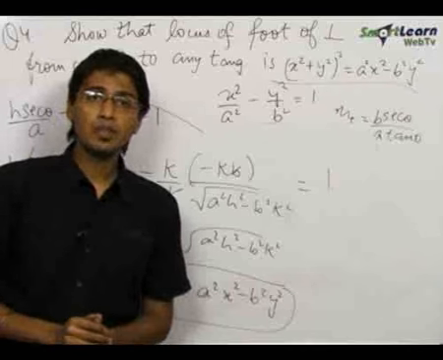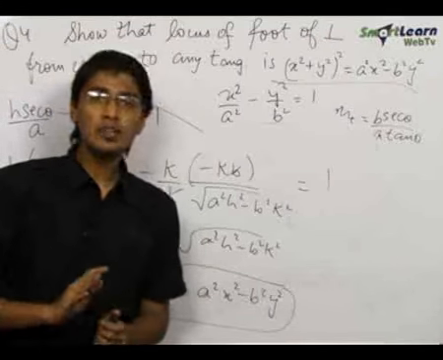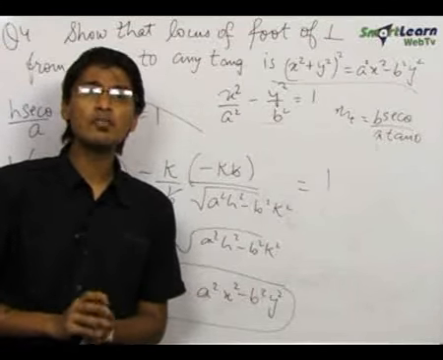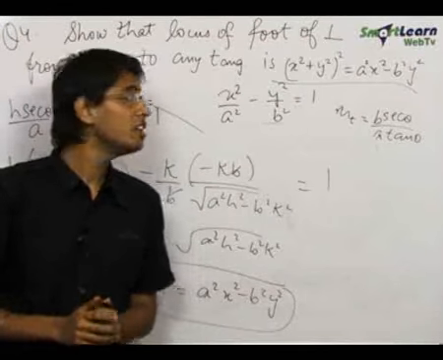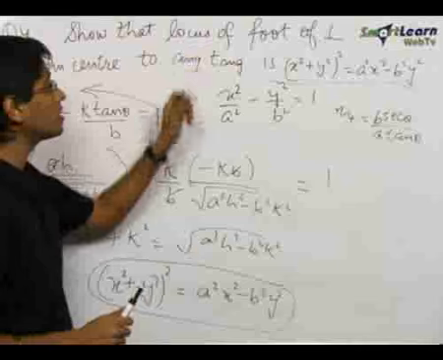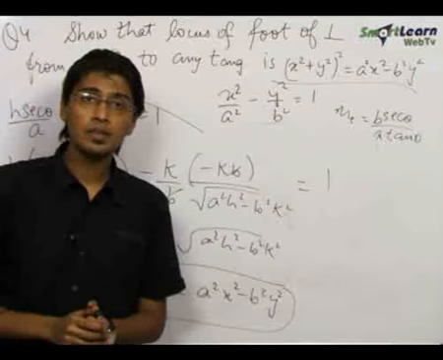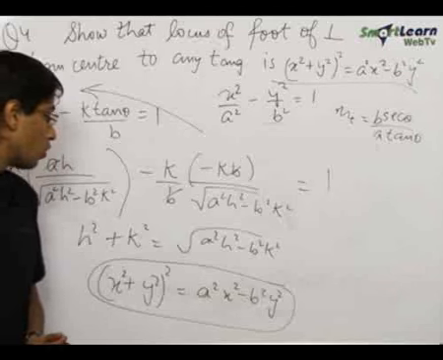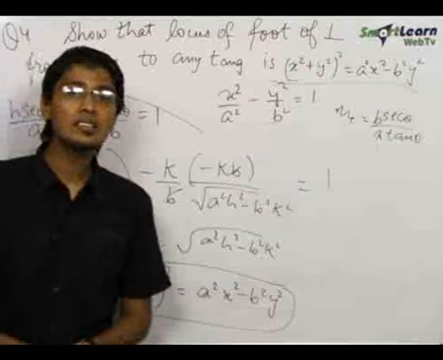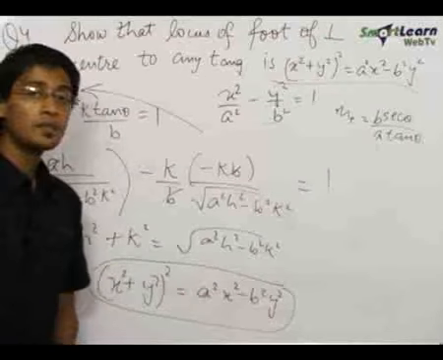Hence in this problem we saw that it was not a very difficult problem. It just involved the concept of the tangent to a hyperbola, and we needed to find the locus of the foot of the perpendicular from the center on this tangent, which came out to be (x² + y²)² = a²x² − b²y², and this is our final answer.